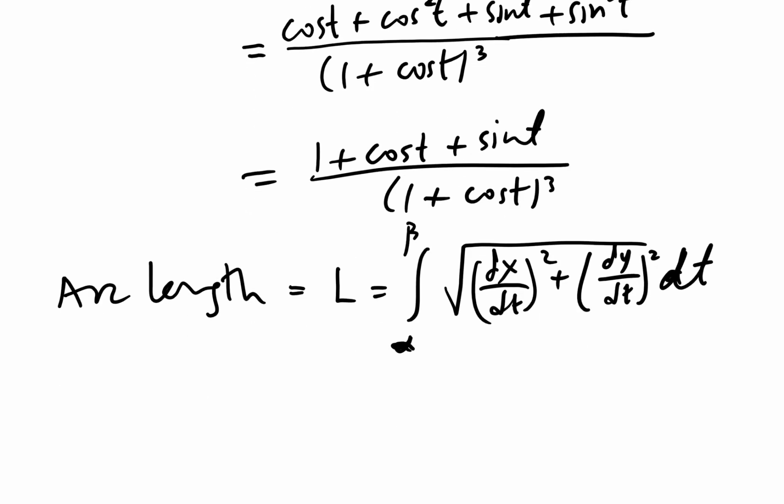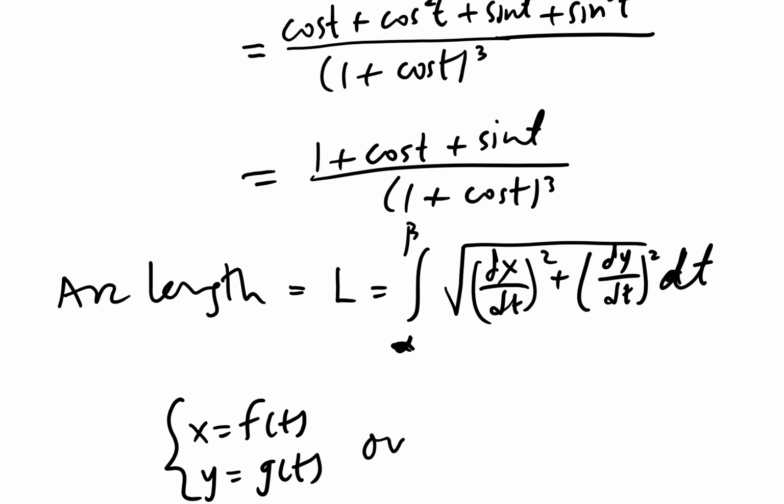So again, provided that the curve is described by the parametric equations x equals f of t, y equals g of t, over the interval alpha to beta, this gives me the length of the arc traced by this curve. And we have f prime and g prime continuous on the same interval alpha to beta.